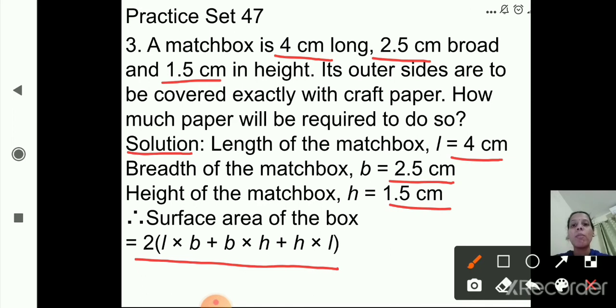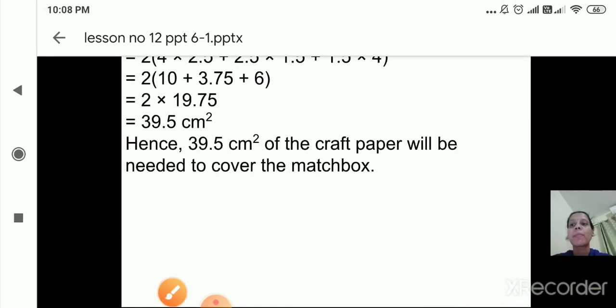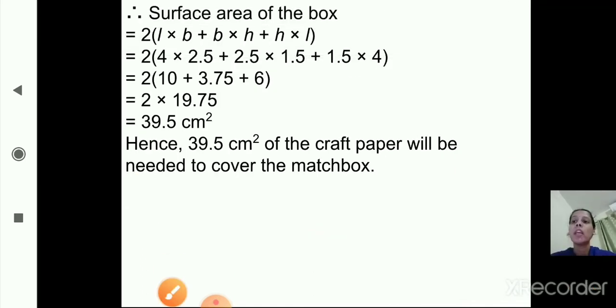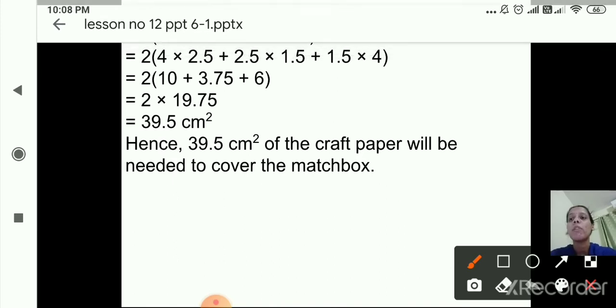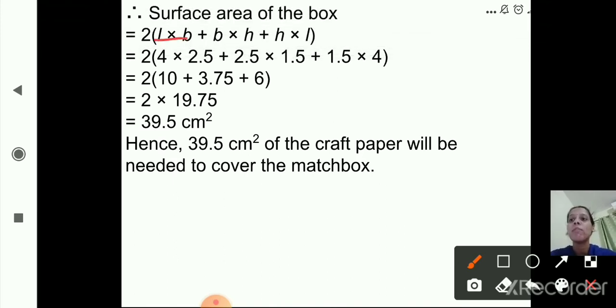Okay, therefore surface area of the box is equal to, as you can see here, the formula is written again. Now we'll put the values. L into B, L is given 4 and B is 2.5, so 4 multiplied by 2.5, outside the bracket 2, without fail you will write down 2.